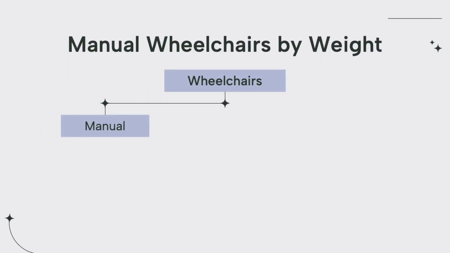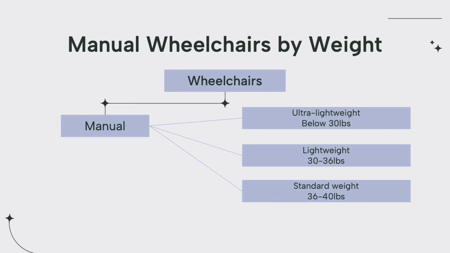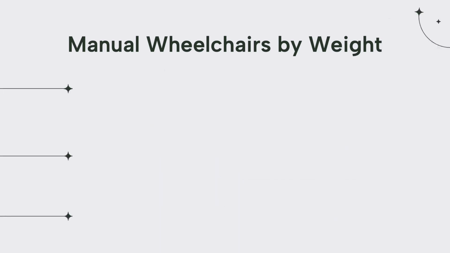They can also be categorized by weight, which includes ultra-lightweight, lightweight, standard weight, and heavy-duty. Usually, wheelchairs that weigh over 36 pounds are considered standard weight. Lightweight wheelchairs are in the 30 to 36 pound range, while ultra-lightweight wheelchairs are below 30. Heavy-duty wheelchairs are usually 40 pounds or above.